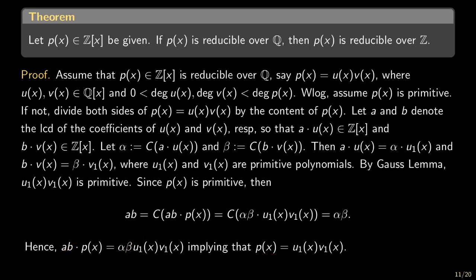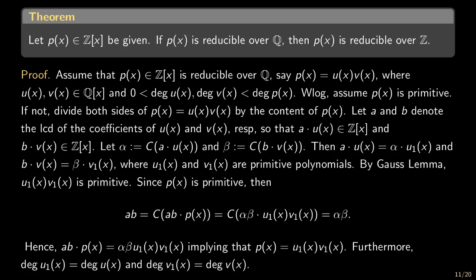Therefore, I was able to write p of x as a product of u1 of x times v1 of x, where u1 of x and v1 of x are primitive integer polynomials. Furthermore, the degrees of these polynomials did not change from u of x and v of x, and therefore p of x is reducible over Z. Okay? So, we started by assuming that p of x is reducible over Q. We have concluded that it's also reducible over Z.